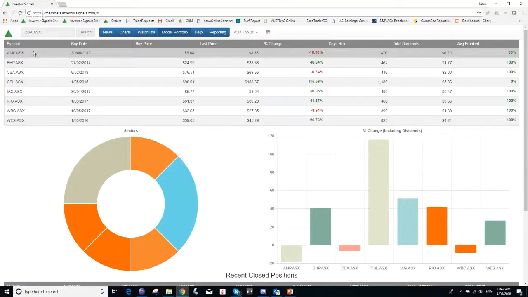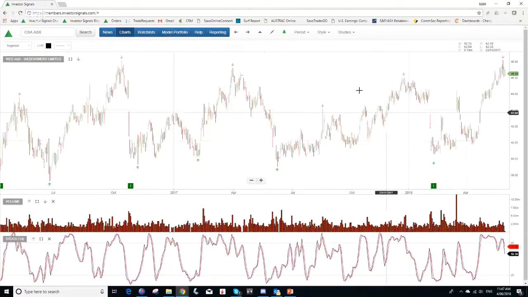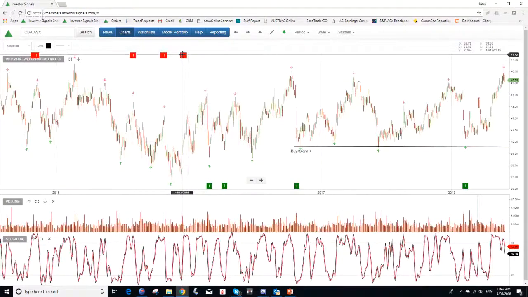So if we have a look at the stocks that are in the model at the moment, Wesfarmers was added to the model originally after it had gone from a sell condition into a buy condition. Wesfarmers was added into the model first at that point in time. And since then, we haven't had a sell signal. Therefore, it remains in the model.